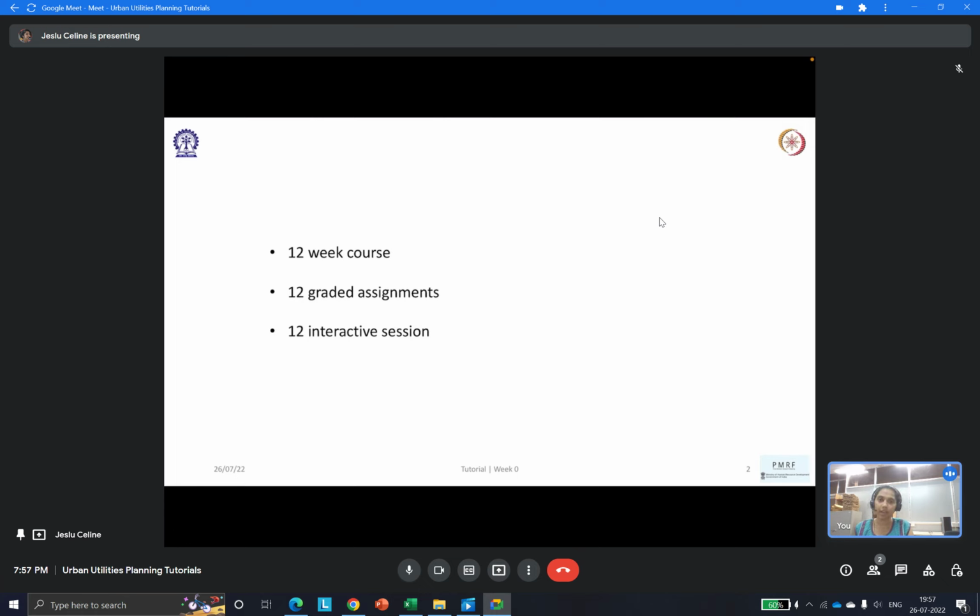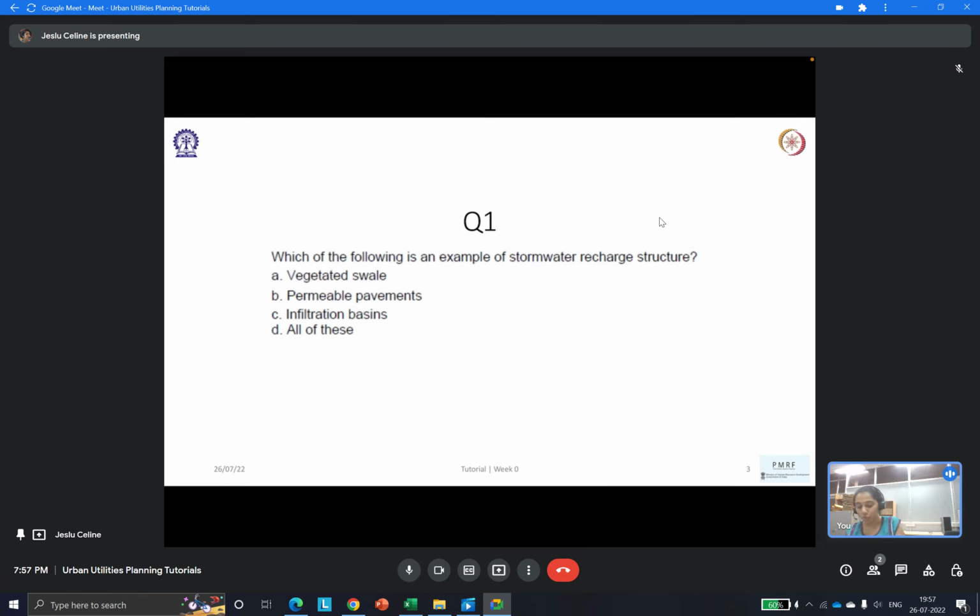The first question is, which of the following is an example of a stormwater recharge structure? For this, we need to know what a stormwater recharge structure is. Initially, what is stormwater? Stormwater is any water which falls onto the surface of the earth. It could be rain, it could be snow, any type of precipitation which falls onto the surface of the earth, and it is collected in order to recharge the groundwater, rivers, etc. That is what we mean by stormwater recharge. There are certain options given: vegetated swale, permeable pavements, infiltration basins, etc. Let's see one by one what these are.